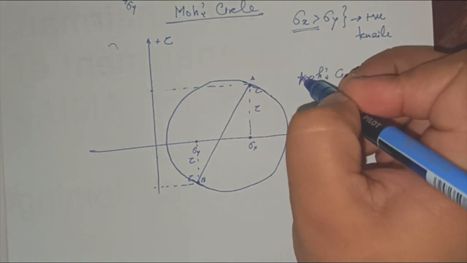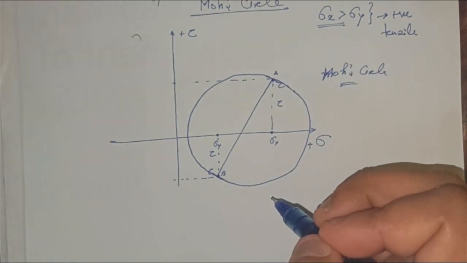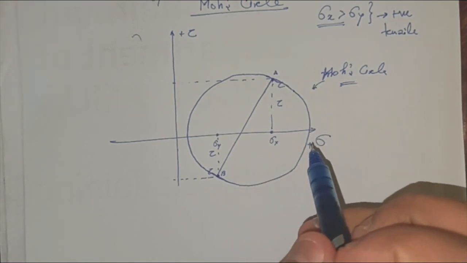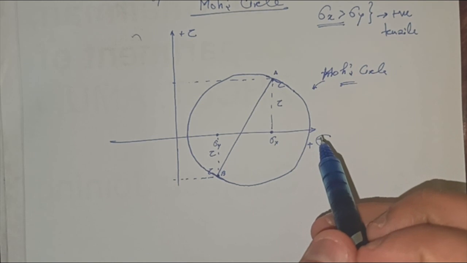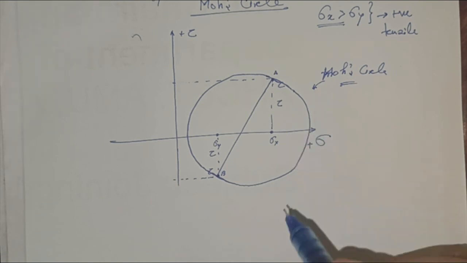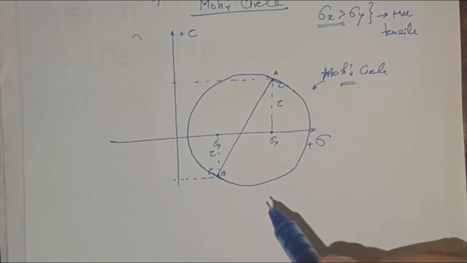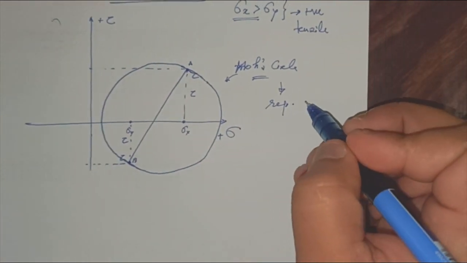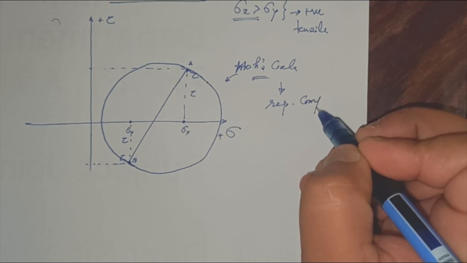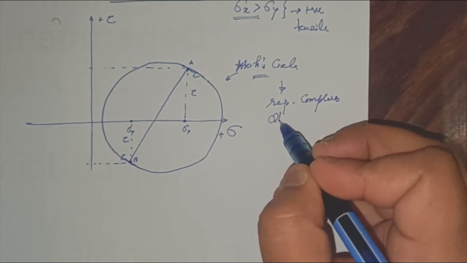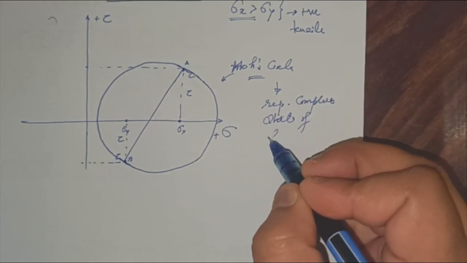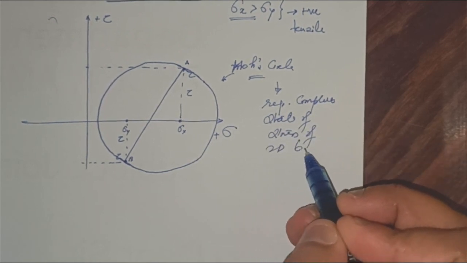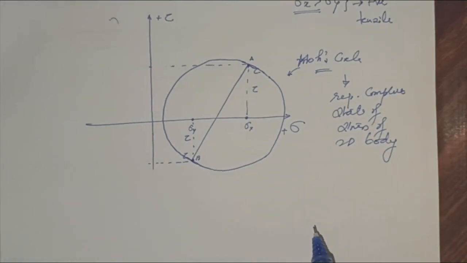Again I have written it in small. This circle will be called the Mohr circle. A Mohr circle represents a complete state of stress of a 2D body. What do I mean by that?